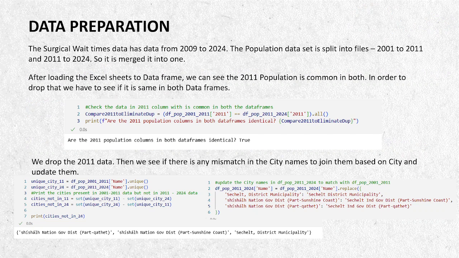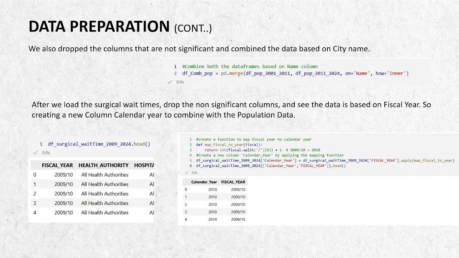As I said earlier, the population data is split into two files, so we need to merge them first. And also, we can see that both data has 2011 data in it. So I verified if it is the same, and yes. So we're good to drop it from one data frame. And next we have to clean the city names. Some city names may have non-ASCII characters and numbers in them, such as 100 Mile Lake. Since we are combining the data using this field, we have to clean it prior and make it consistent across all data frames. We also drop the columns that are non-significant and combine the data based on city name.